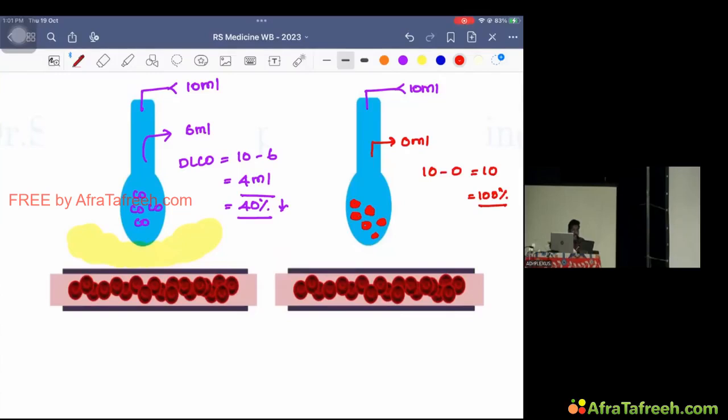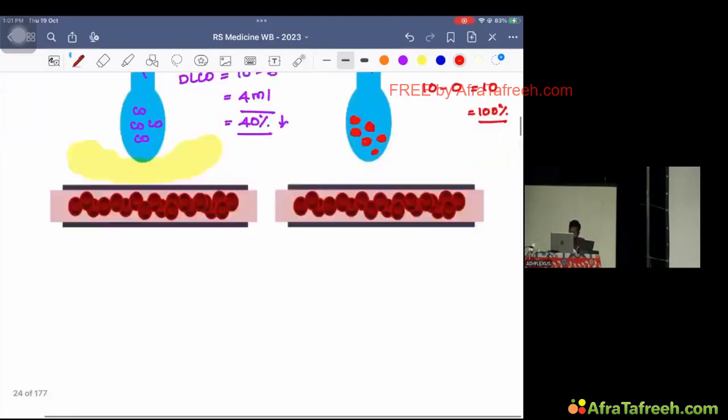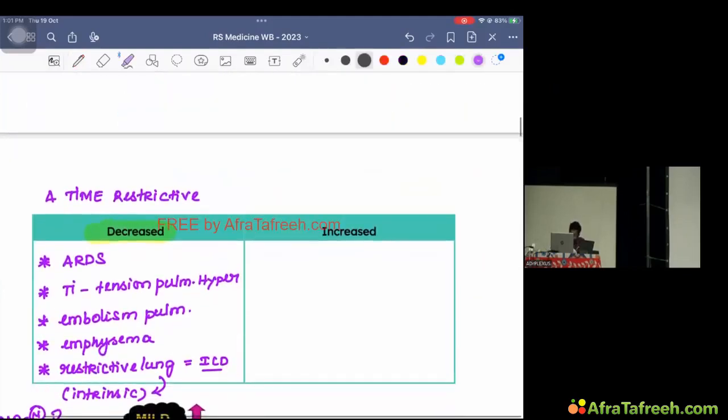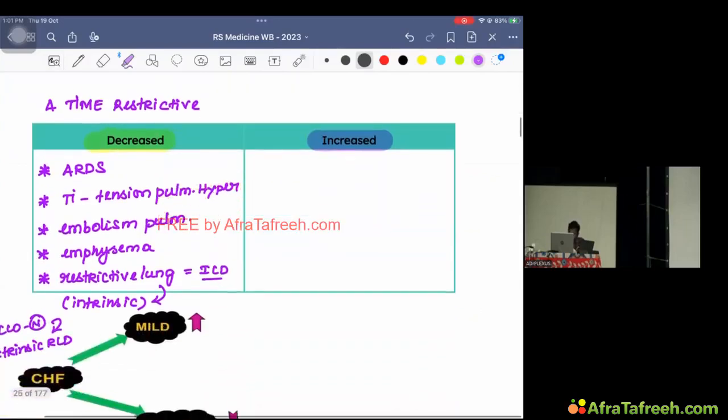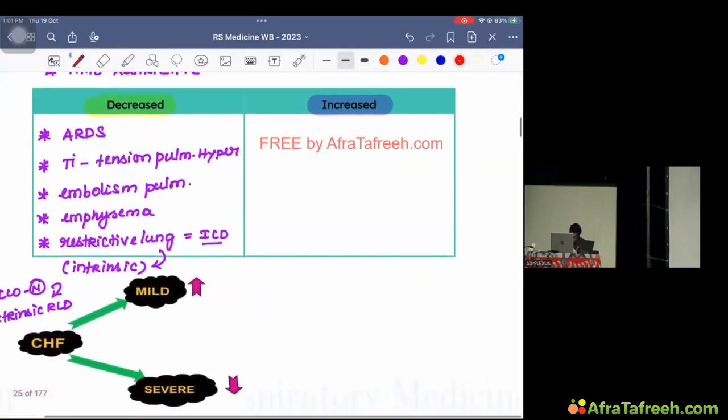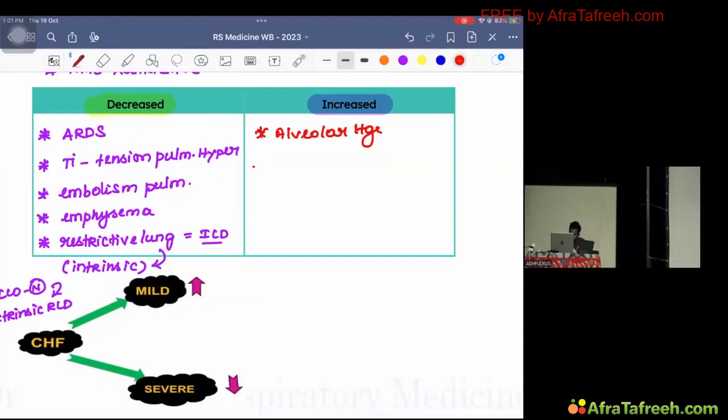Normal or increased. So whenever it is increased, there should be some pathology which causes increased absorption of your carbon monoxide. So what are the conditions where your DLCO will be increased? It is going to be alveolar hemorrhage, pulmonary alveolar hemorrhage. Then more RBCs in your blood vessels, when you have polycythemia.